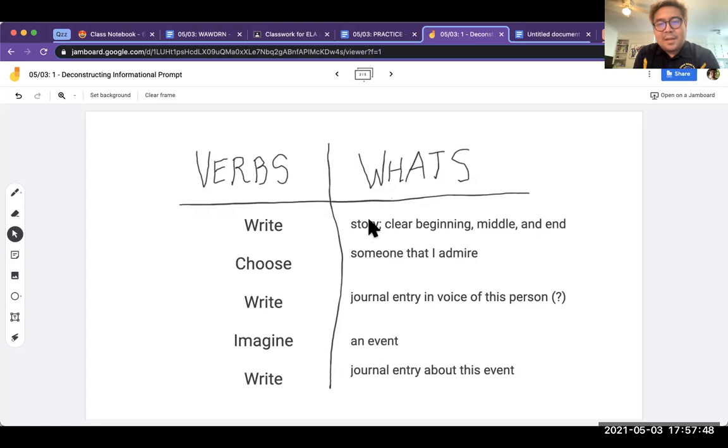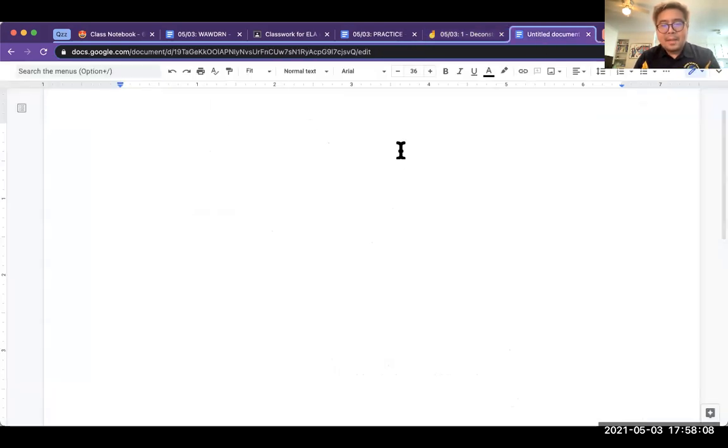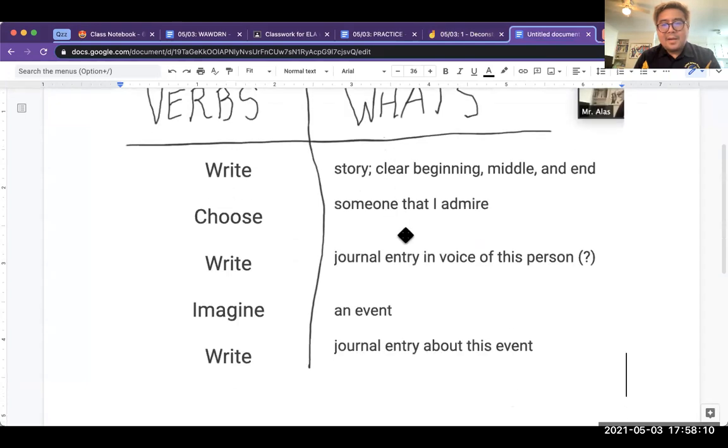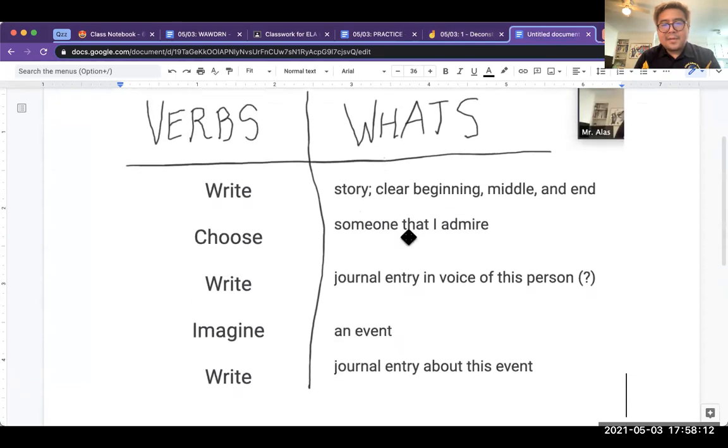Okay? Here's the thing. You're going to have this piece of paper with you. So when you're writing the prompt, you're going to have this T-chart. So let's just do just that. So I'm going to pretend that I'm just going to copy this onto a blank document. So there's my T-chart.